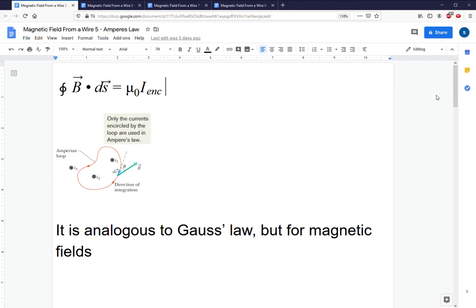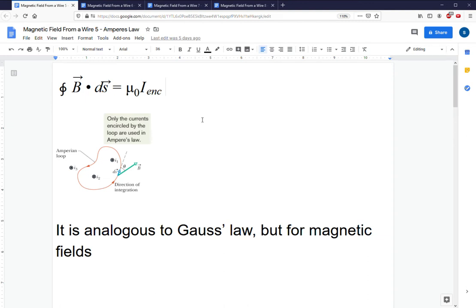So first, the formula for Ampere's law. The integral of B dot ds is equal to mu sub naught I enclosed. So what do each of these mean? B, that is the magnetic field. ds represents a small infinitesimal step along a closed path. This is the dot product.